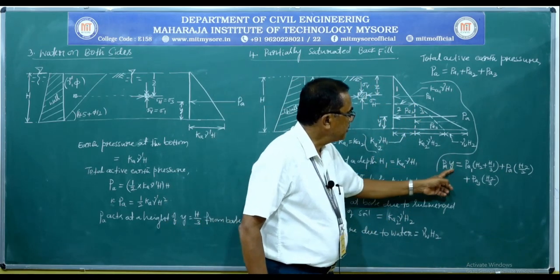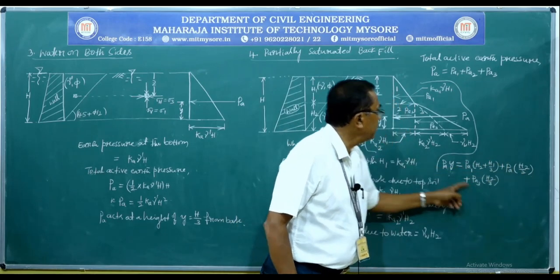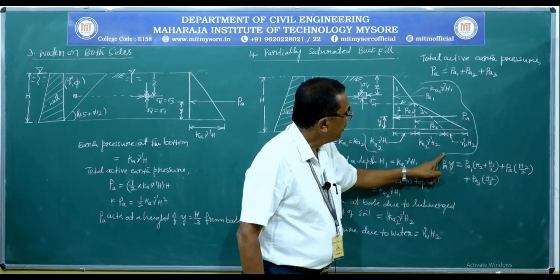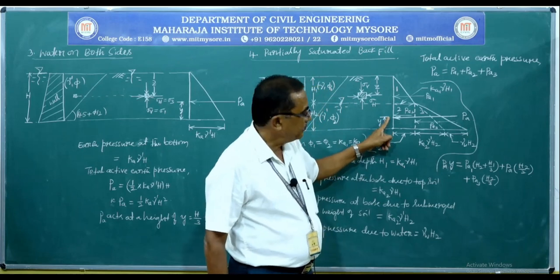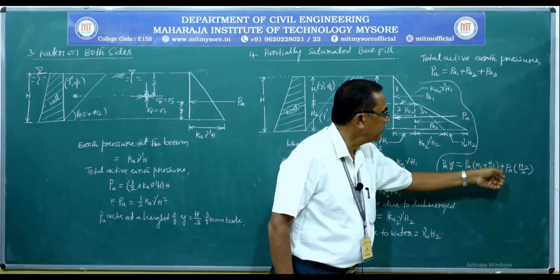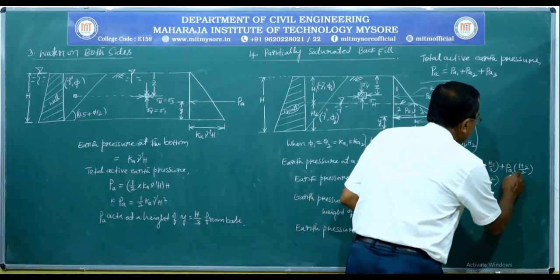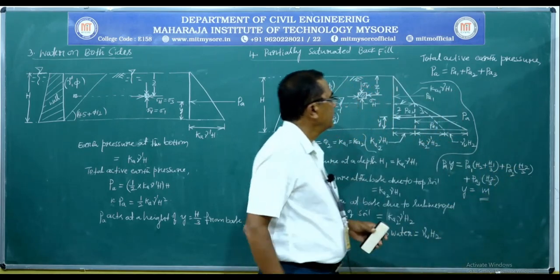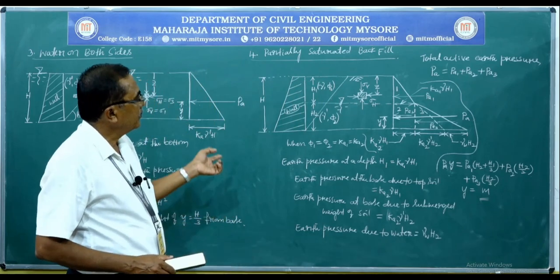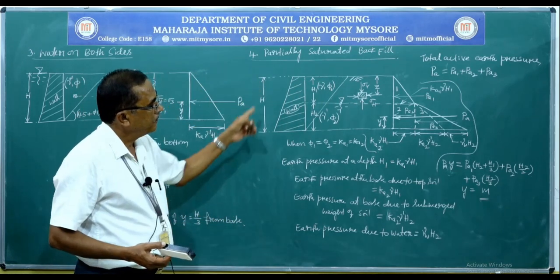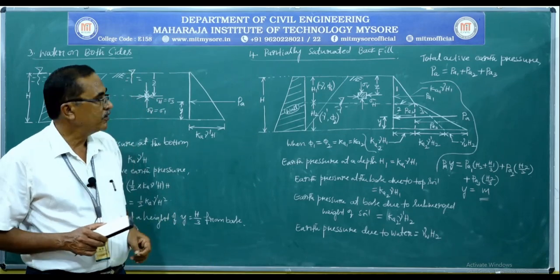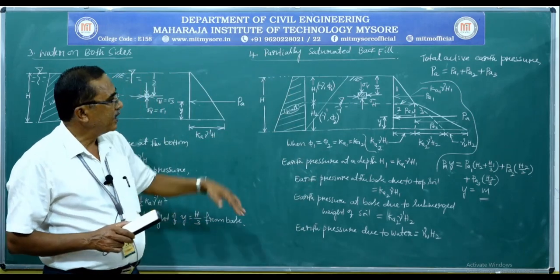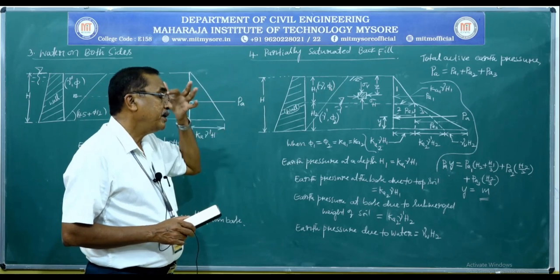So the algebraic sum of the moments of all the pressures PA1, PA2, PA3 is equal to the moment of this total active earth pressure. PA into Y is equal to the moment of PA1, PA2 and PA3. So we get Y in meters. Likewise, you can calculate the active earth pressure and its point of application. So this is a typical case, and it can be used for different cases.